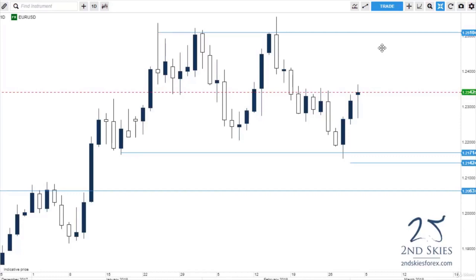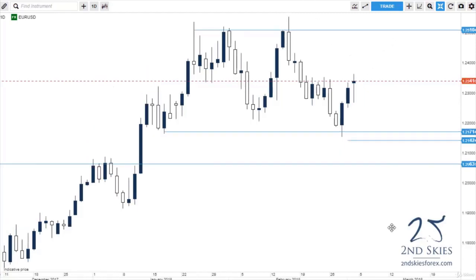That's how I chose my entry. That's how I chose my stop loss, my take profit. You've seen the price action context, which I've explained in terms of why I'm doing this. So that pretty much explains my euro dollar trade.